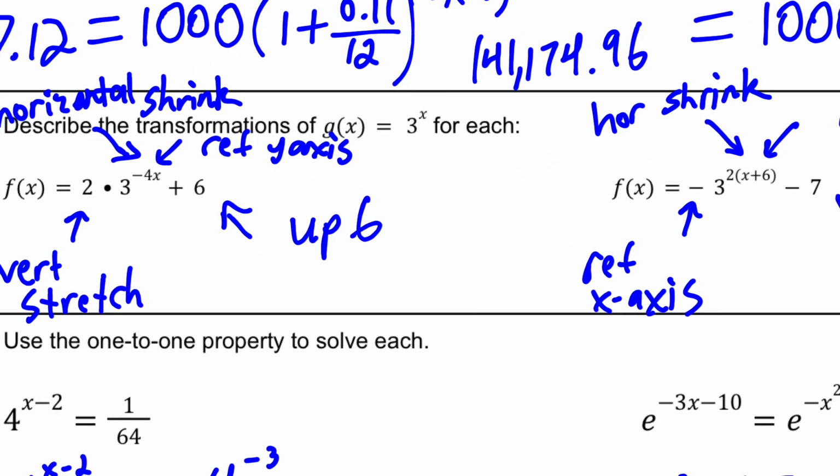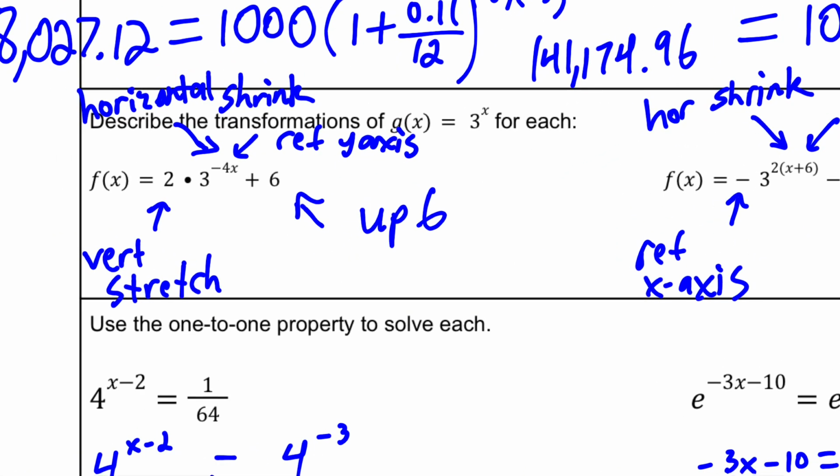For the next one, we're describing transformations of functions. You can see that the 2 all the way in the front here is a vertical stretch. The 4 inside the exponent, right next to the x, is a horizontal shrink. And the negative there is a reflection across the y-axis. This plus 6 at the end means you're going up 6.